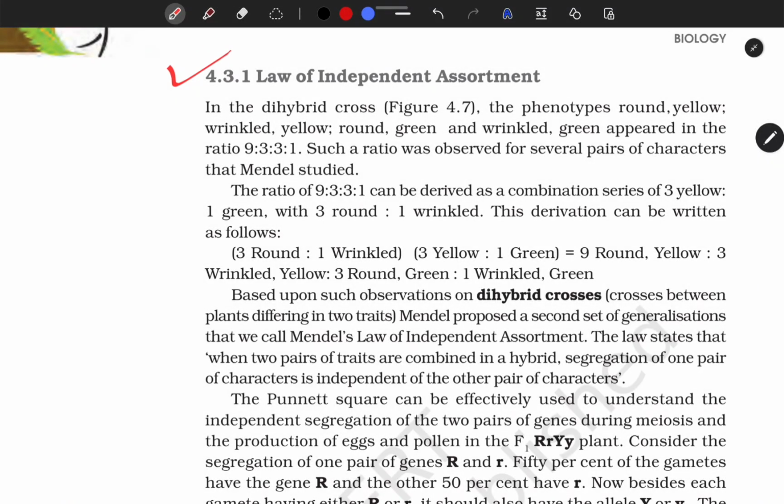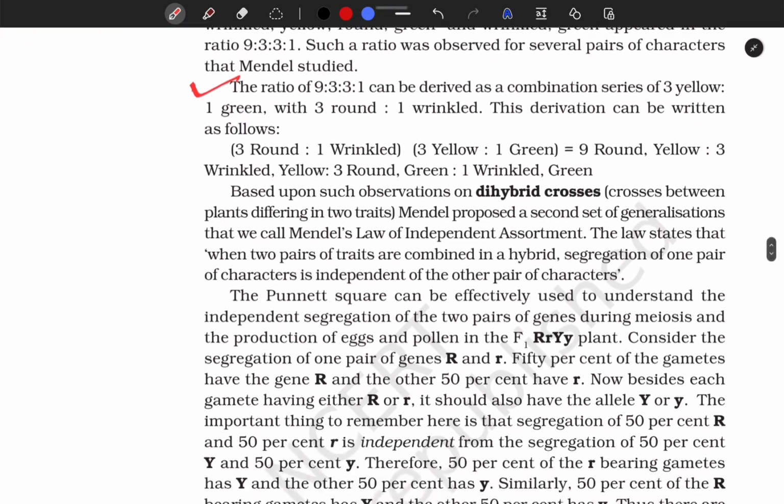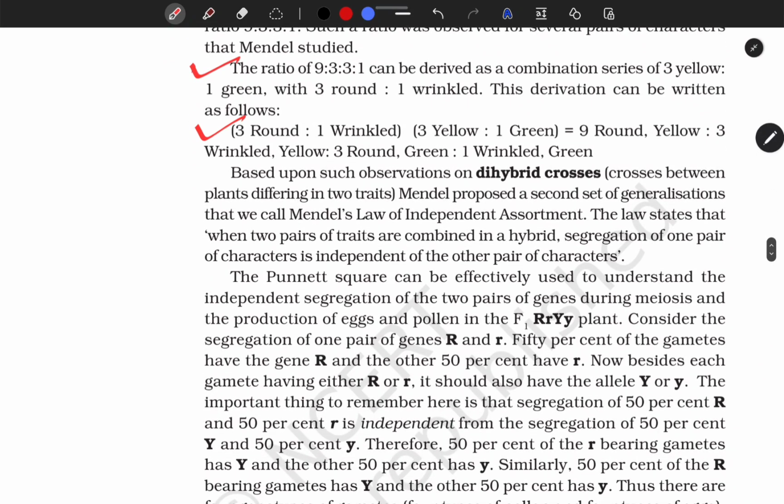4.3.1 Law of Independent Assortment. In the dihybrid cross, the phenotypes round yellow, round green, wrinkled yellow and wrinkled green appeared in the ratio 9:3:3:1. Such a ratio was observed for several pairs of characters that Mendel studied. The ratio of 9:3:3:1 can be derived as a combination series of 3 yellow:1 green with 3 round:1 wrinkled. This derivation can be written as follows: 3 round:1 wrinkled times 3 yellow:1 green is equal to 9 round yellow, 3 wrinkled yellow, 3 round green, and 1 wrinkled green.